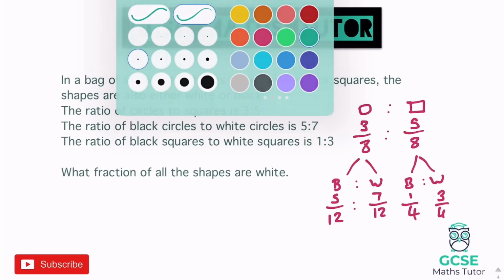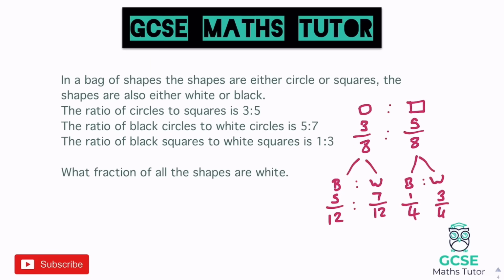Now if I treat this just like a probability tree, because it asks me for the total fraction, so if I think, well, what's the probability of picking a white shape? So if we have a look at the circles, we can go through the 3/8 and down the white shapes there to 7/12. So just like on a probability tree, we would do 3/8 and multiply it by 7/12, and that's going to tell me the fraction of circles that are white.